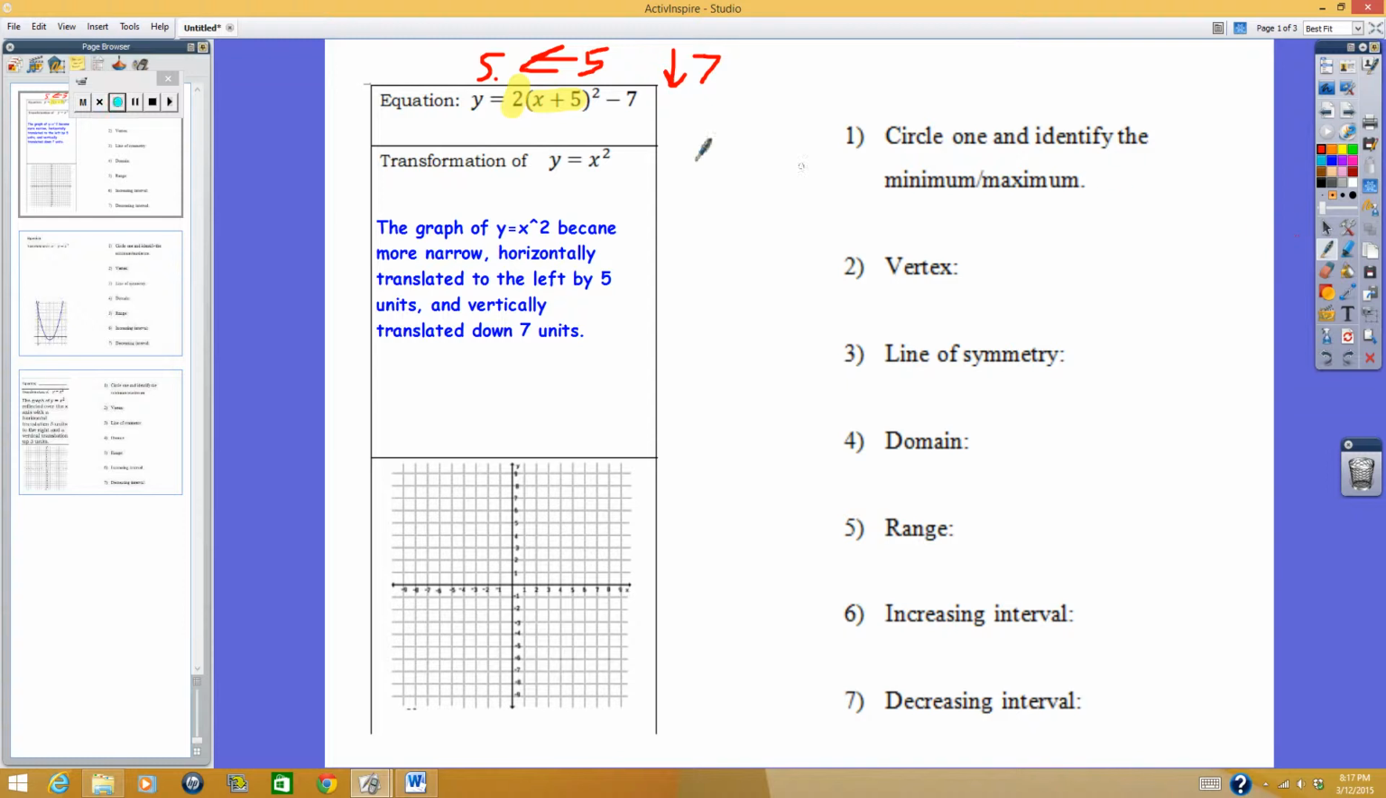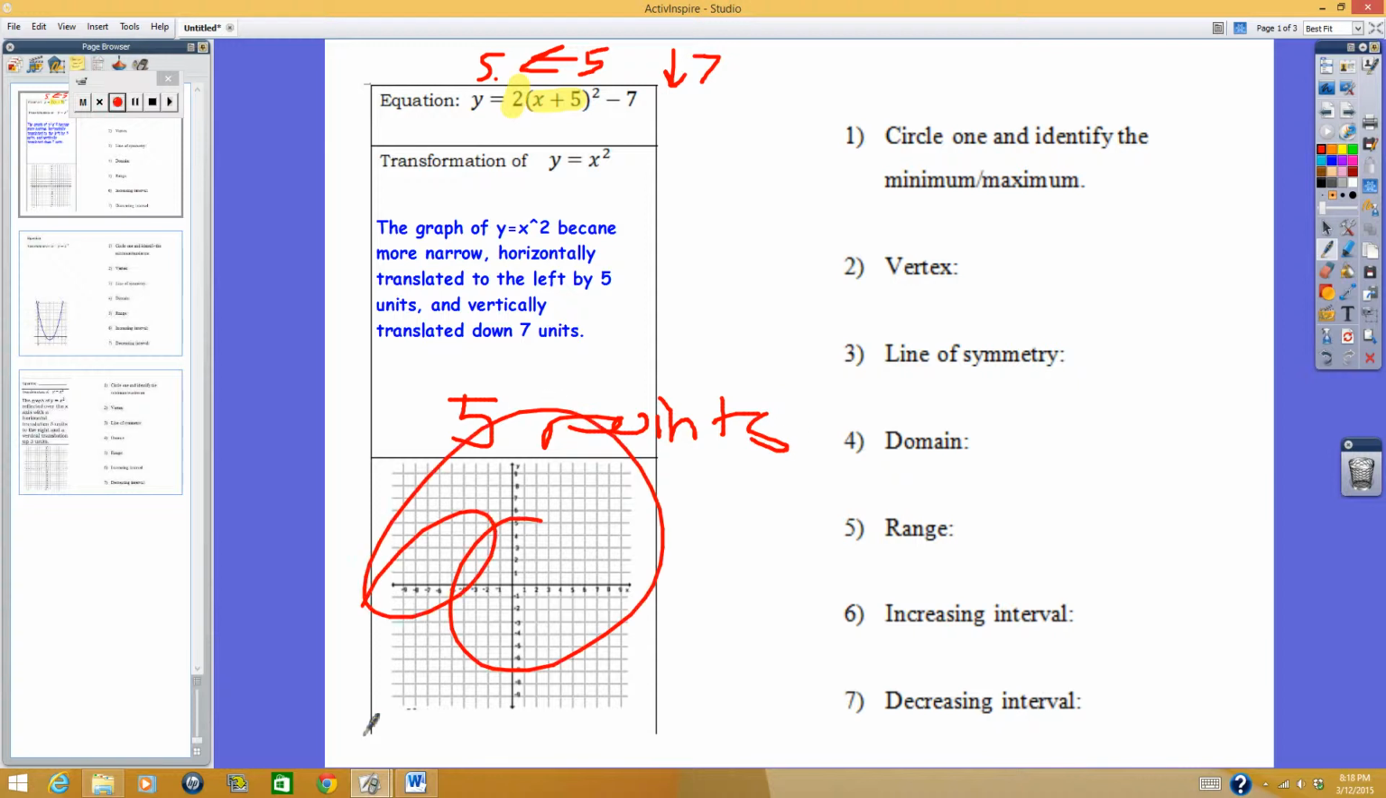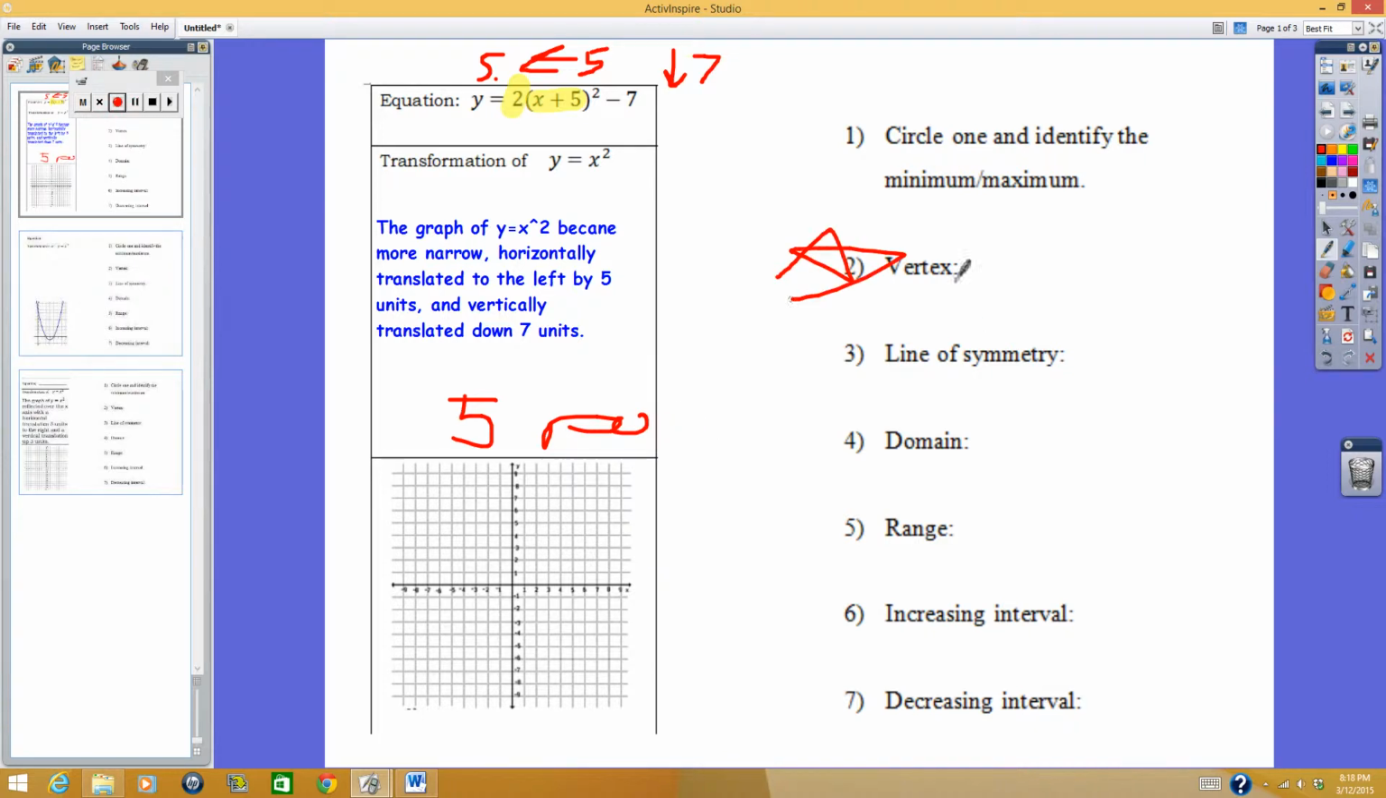Now, as for graphing it, let's put this in y equals. I've already done that. And remember, you need 5 points when you're graphing your parabolas. I want you to get the middle, which is the vertex, right? And then 2 points to either side of it.